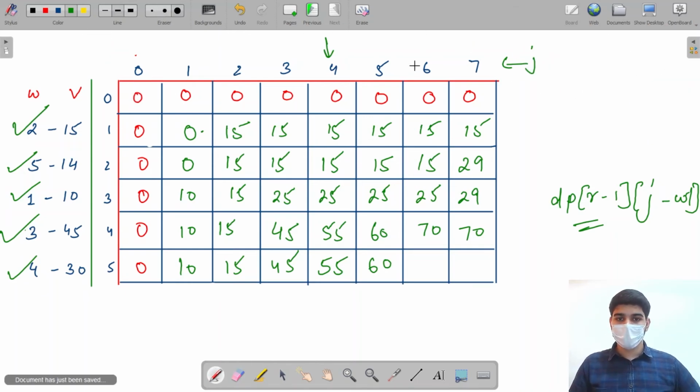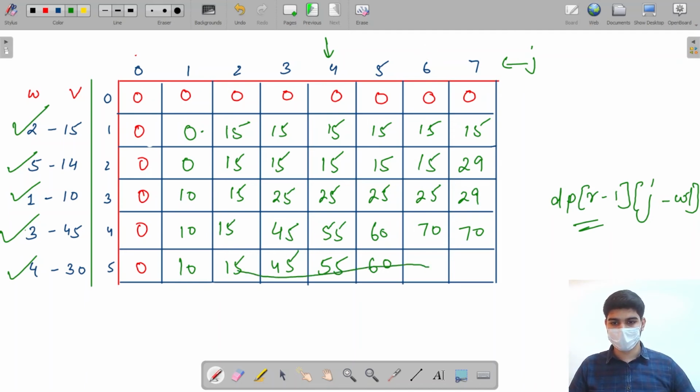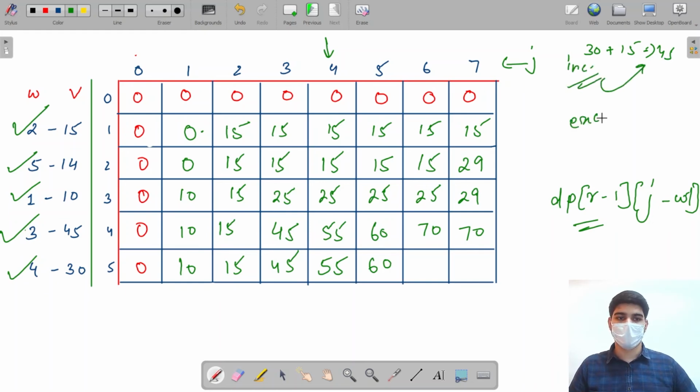Okay. For value 6, what should we do now? For value 6, if we do 6 minus 4, we go to this point, right? So 6 minus 4 lands us at this point, which is 30 plus 15. 30 plus 15 gives us 45, right? So if I include myself, I would get 45. But if I exclude myself, I'm getting 70. That means I should exclude myself and let the rest of the items fill the bag.